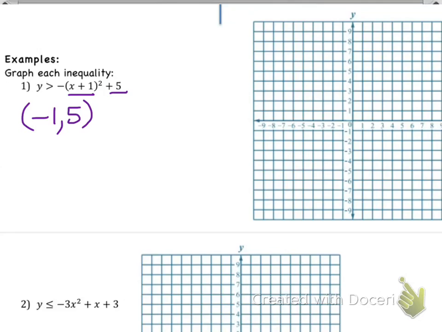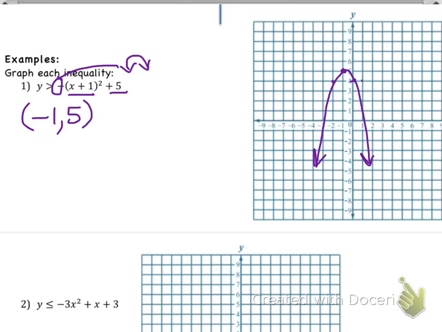Okay, so we also know that because there's a negative out front here, it's a face-down parabola. So we can actually just sketch this a little bit. I have my vertex at (-1, 5), which is right there, and then it's face down. Those are my points.